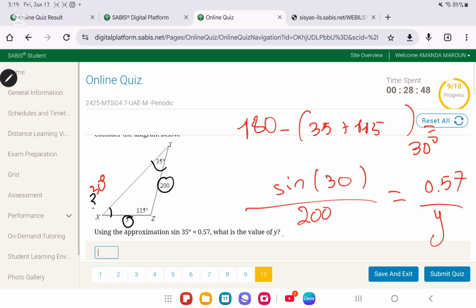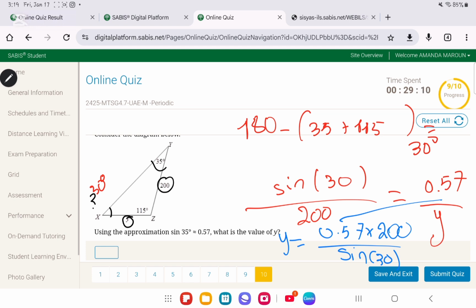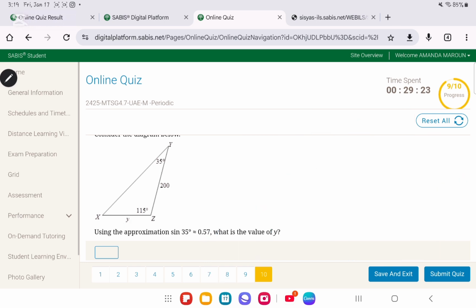Making y the subject, we are going to get y is equal to, oh, my bad, sorry, 0.57 times 200, because you will go like this, then it is divided by sine 30. So on your calculator, if you're going to do 0.57 times 200 divided by sine 30, we are gonna get an answer of 228. So the value of y is gonna be 228.